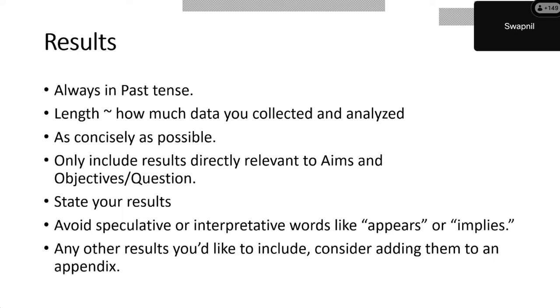You might have a lot of results that you have analyzed and got, but you should only present the results that are relevant to your aims and objectives. State your results as objectively as possible and avoid speculative words in this area. Words like appears, implies, looks like, or other similar words should be avoided. Simply state your results in this section. If there are other results which are not relevant to your aims and objectives, but appeared later on as you were doing the work, and you still want to include them, you could include them as an appendix as you go along.